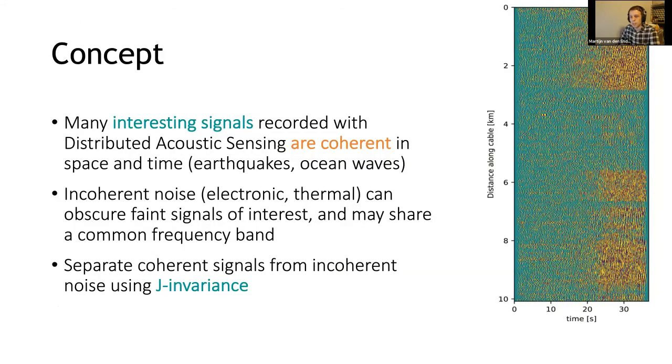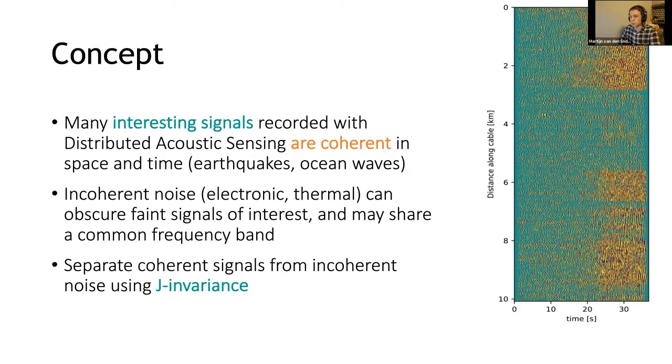And the same thing applies to distributed acoustic sensing data. Most of the signals of interest are coherent in space and time, like we've seen in the last presentation, but also in this little earthquake that you see on the right. But on top of the earthquake signal, we have incoherent noise, which we'd like to get rid of. And this noise sits in the same frequency band as the earthquake.